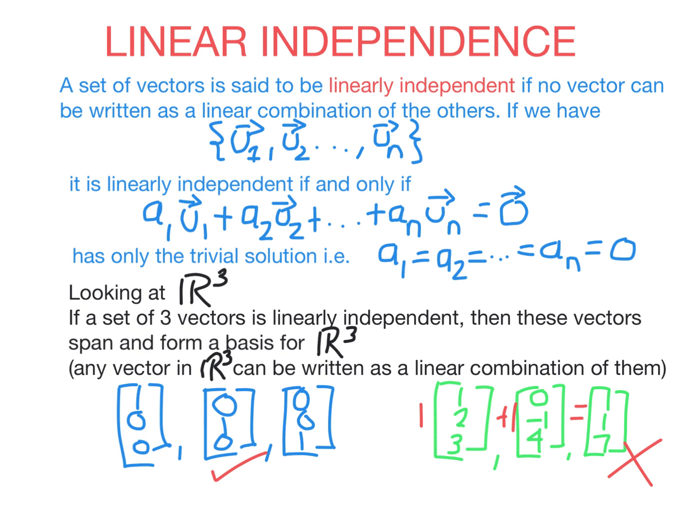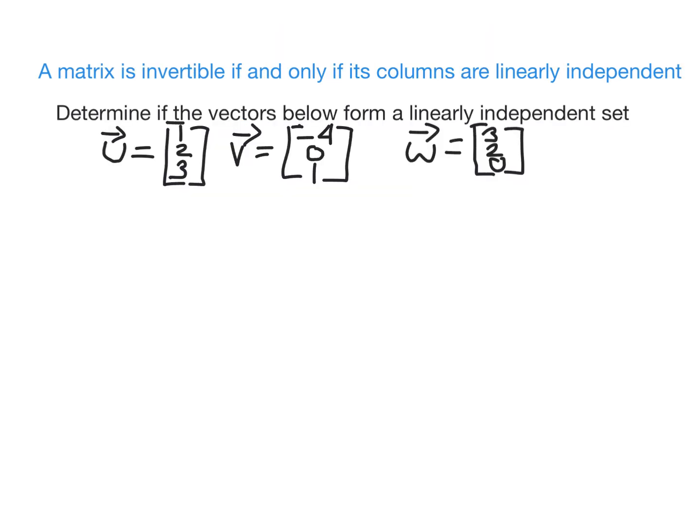All right, let's solve some problems. So we're going to determine whether or not these 3 vectors form a linearly independent set. So in the previous example I gave, it was kind of obvious that they weren't. Here, it's not at all obvious whether or not they are. So a very useful fact we can use is that a matrix is invertible if and only if its columns are linearly independent. So how could that possibly help us with these vectors?